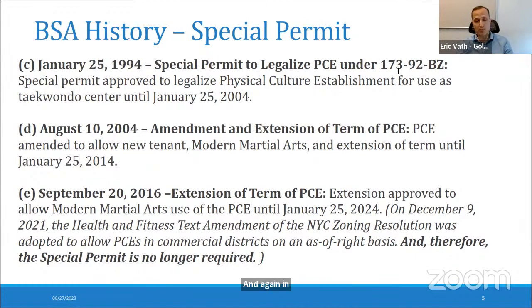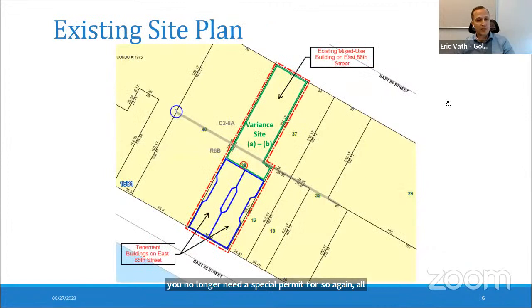And then, as I'm sure Community Board 8 voted on, PCEs were essentially made as of right in 2021. They're now called health and fitness establishments. And what does that mean? That means that you no longer need a special permit for a PCE. So again, all that's before you today is an amendment of the variance, not the special permits, which are no longer required.